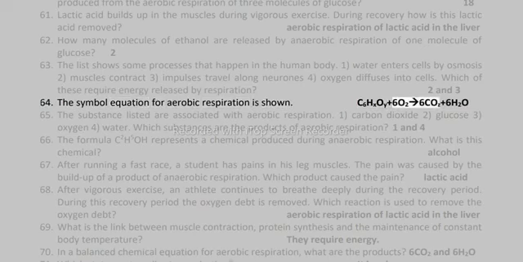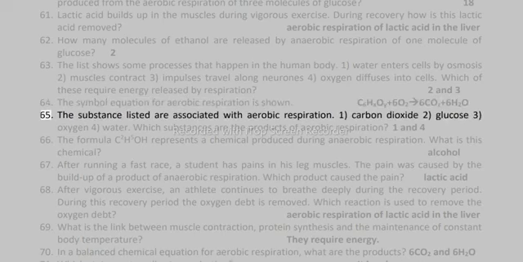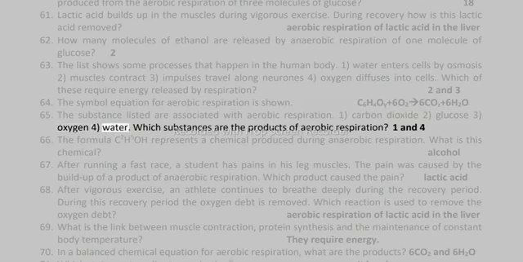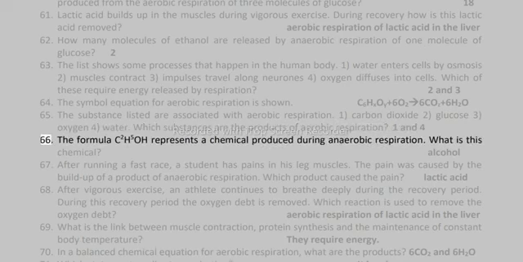64. The symbol equation for aerobic respiration is shown. C6H12O6 plus 6O2 → 6CO2 plus 6H2O. 65. The substances listed are associated with aerobic respiration. 1. Carbon dioxide. 2. Glucose. 3. Oxygen. 4. Water. Which substances are the products of aerobic respiration? 1 and 4. 66. The formula C2H5OH represents a chemical produced during anaerobic respiration. What is this chemical?